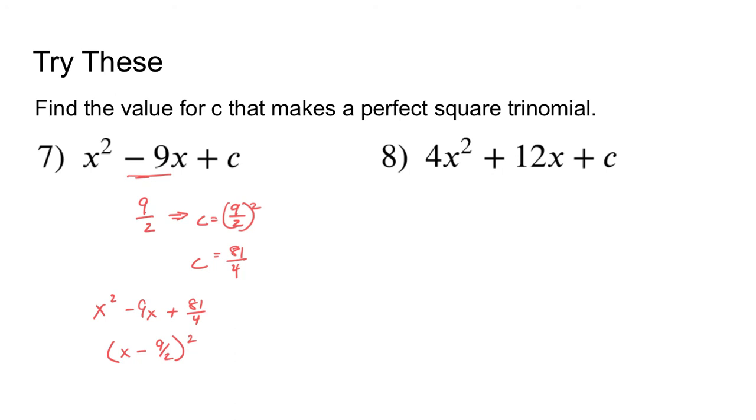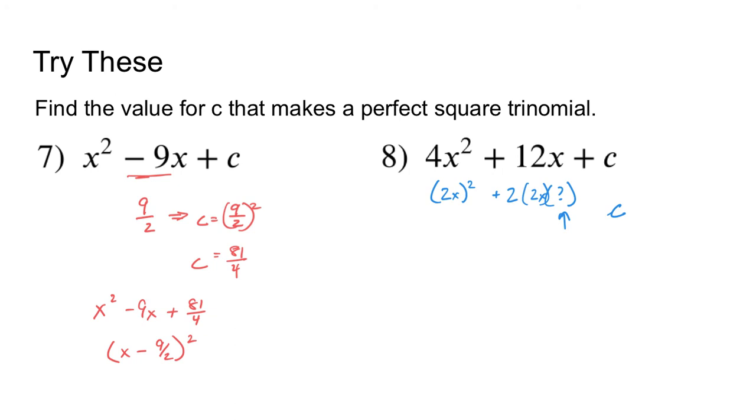What about number 8? Ooh, this one's the wild card. Check it out. You have to look here. This one is going to work a little bit differently. It's not going to be as easy as b divided by 2, because there's a 4 in front of x squared. So we've got to think about it the way we thought about it before. 2 times that first thing, that 2x, times what is going to give me 12x?